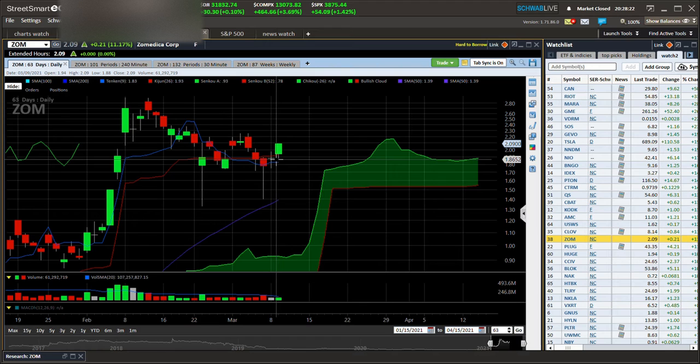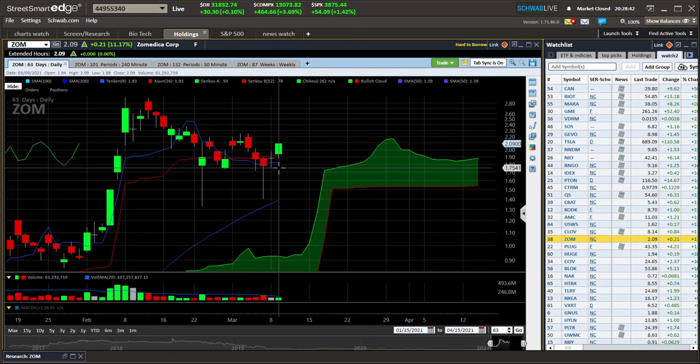So I need to see price continue to close above this line. I'm going to look at a daily close. I'm not setting a stop loss on this. If I see a full body of a red candle below Kijun-sen here, then that may be my trigger to get out of the trade.